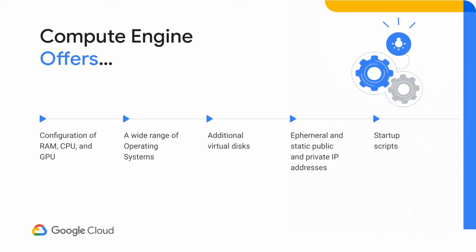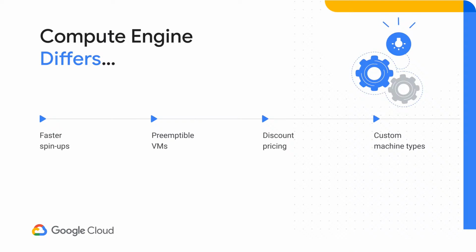But there are some differences between EC2 and Compute Engine. First is the spin-up time. Typically it takes about 30 seconds for a Compute Engine instance to start. An Amazon EC2 instance can take minutes. Google Cloud and AWS both offer block storage options as part of their compute services. Compute Engine provides persistent disks, and Amazon EC2 provides Elastic Block Storage, or EBS. Each service has several block storage types that cover a range of price and performance characteristics.